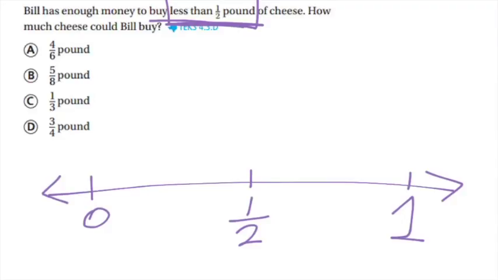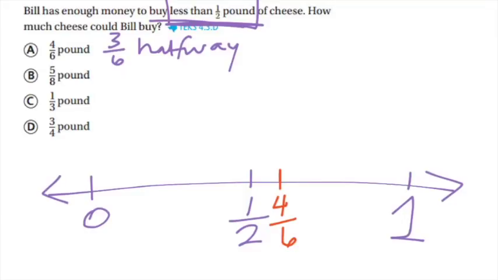So now I'm thinking to myself, look at these answer choices. I want something that's going to be less than 1/2. So 4/6. What would the halfway point of the sixths be? So what's 6 divided by 2? It's 3. So 3/6 is the halfway point. But I have 4/6. So 4/6 is going to be greater than 1/2.